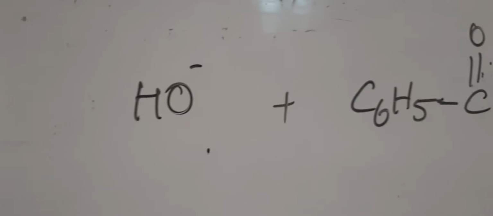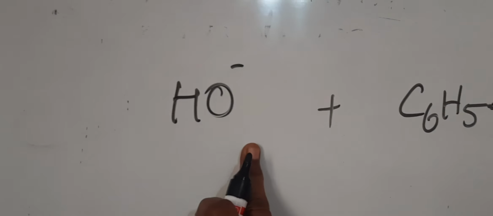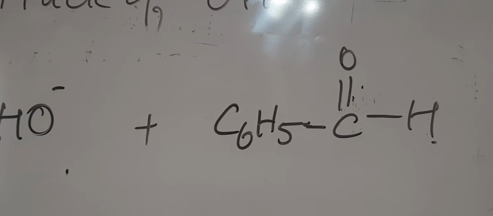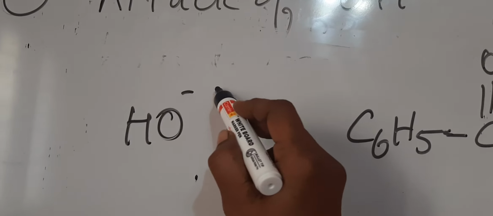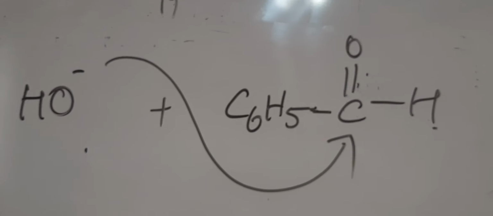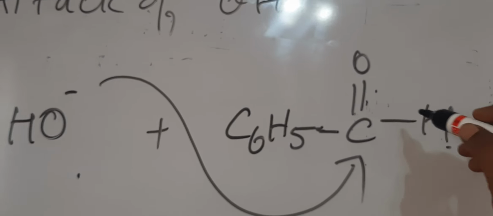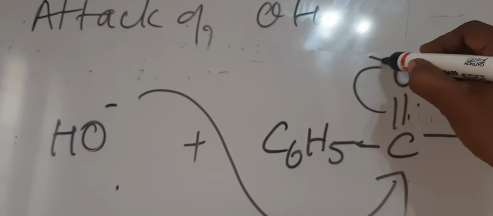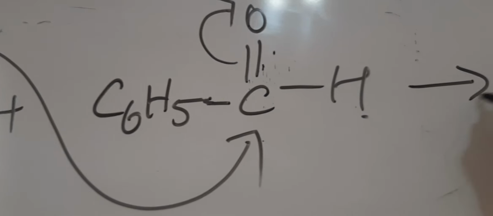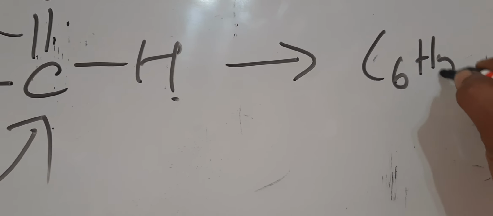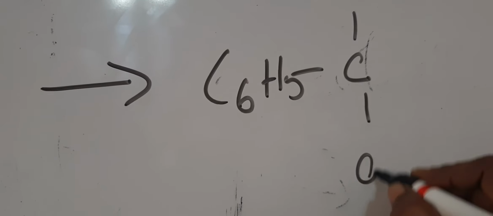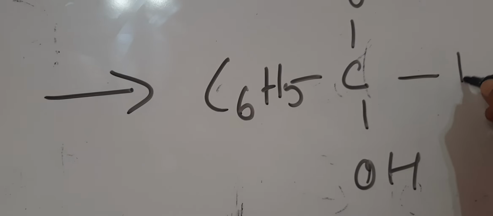So this is step 1. OH minus ion attacks one molecule of the benzaldehyde. Okay, so where will it attack? It will attack the carbonyl carbon. So when this attacks the carbonyl carbon, this bond shifts over to the oxygen. Okay, so I can write the product to be C6H5, O minus, OH, and then H.